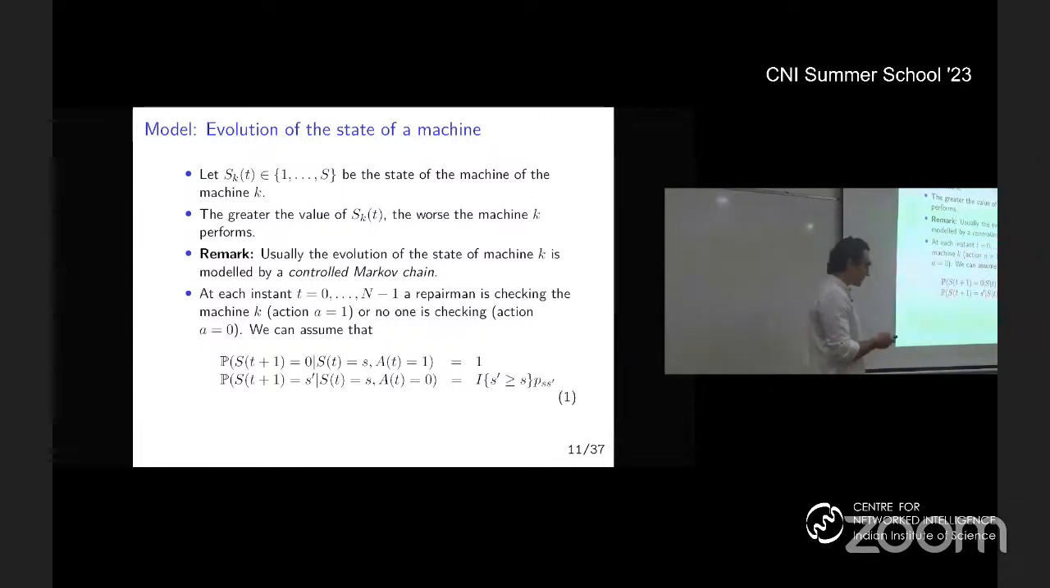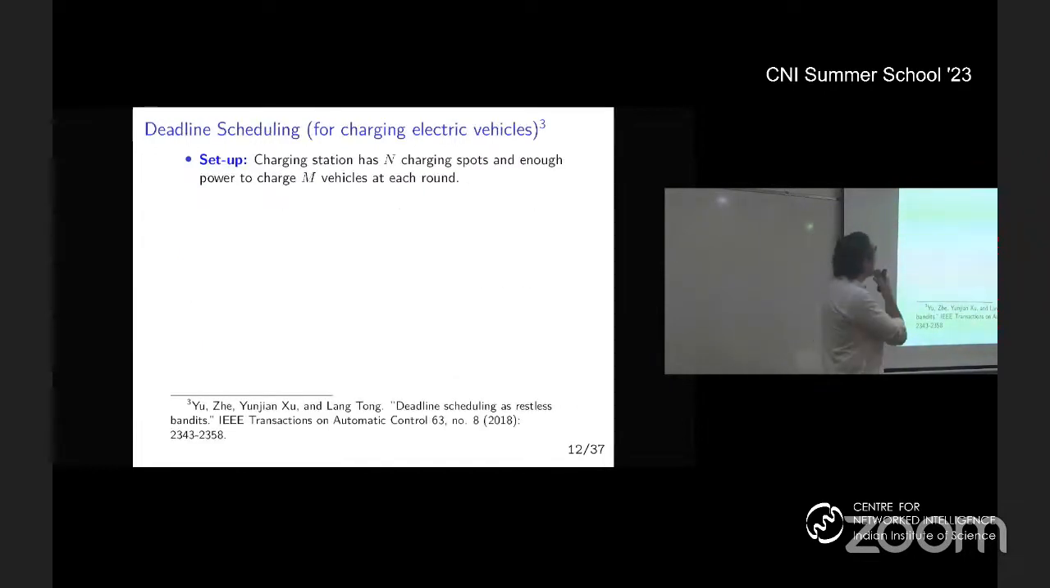Okay. So now another important problem, which is for charging vehicles, and also for networking and so on, is what we call deadline scheduling. So imagine that you have a charging station that has n charging spots, and they have enough power to charge m vehicles at each round, okay?